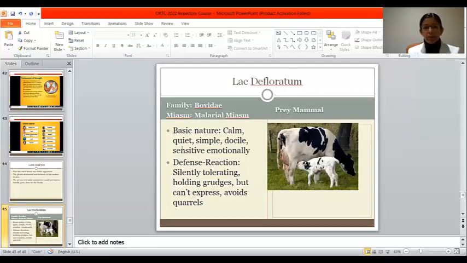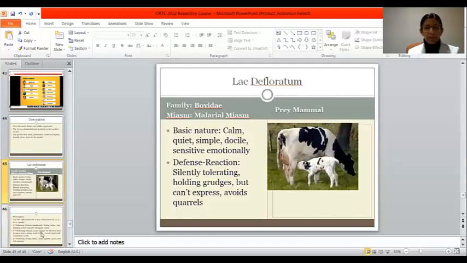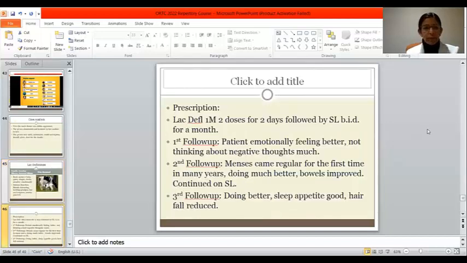So this lady, her basic nature was calm, quiet, docile, emotionally sensitive. She was silently tolerating, holding grudges, but she couldn't express. She avoids quarrels. That is malarial miasm. So my prescription was Lac defloratum 1M, 2 doses for 2 days, followed by SL BID for a month.